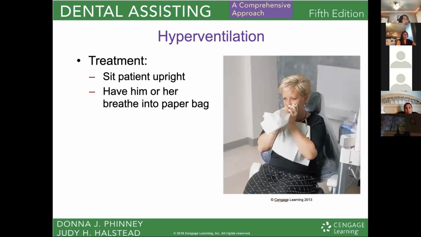So the treatment of hyperventilation is you want to sit the patient upright and then have him or her breathe into a paper bag. Okay, if they don't have a paper bag handy, have them cup their hands and then breathe in and out through their hands.